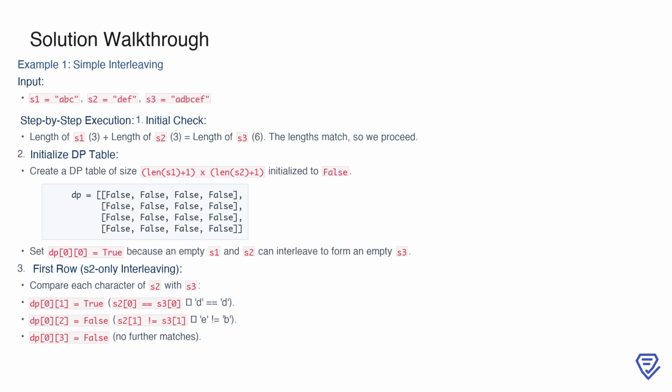For example, the first character of S2, D, matches the first character of S3, so DP[0][1] is true. However, the next character of S2, E, does not match the next character of S3, so DP[0][2] remains false. This process continues for the rest of the row.